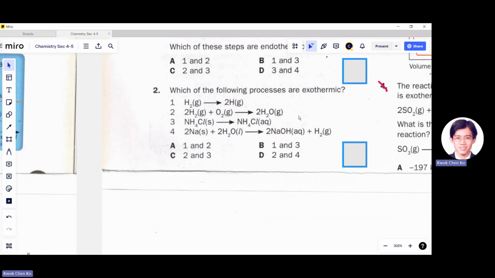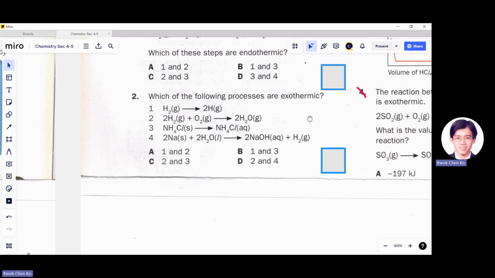Solid to liquid is melting. Liquid to gas is boiling or evaporation. So it's endo. Yes.